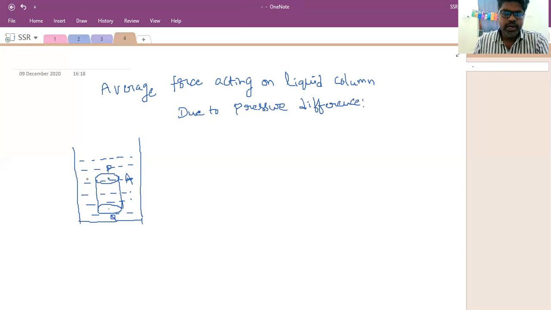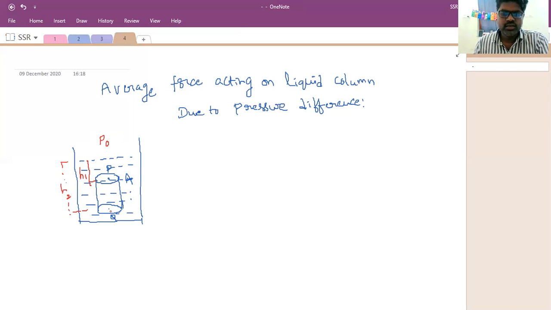Point P is at a height H1, you can imagine from the free surface. This is the free surface of the liquid, and above it P0 is the atmospheric pressure. The bottommost point is at a depth H2 from the free surface of the liquid. The uppermost point is at a depth H1 and the lowermost point at a depth H2. Due to that, there is a pressure difference.